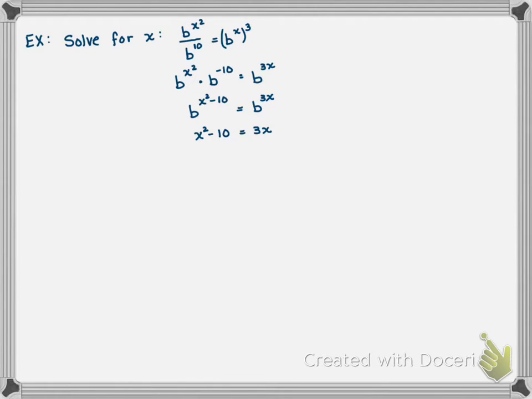Yeah, I need a 0 on one side because I have two terms containing my variable, and they're not like terms. So I'm going to get everything on one side and then factor. So I have x minus 5 times x plus 2 equals 0. So x equals 5 or negative 2. And again, extraneous solutions aren't possible, so both of those work.